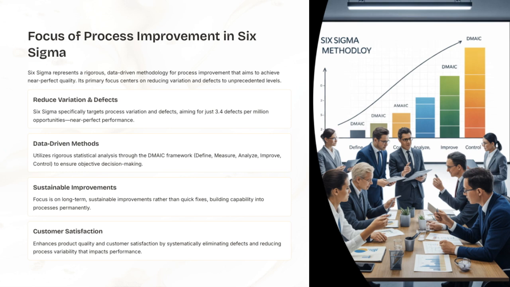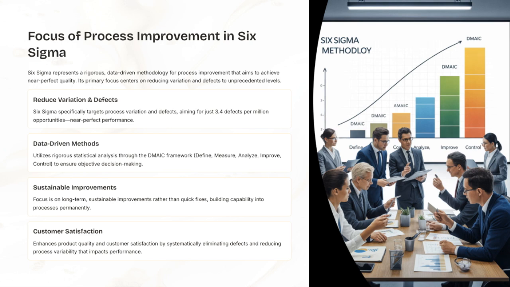When we focus on reducing variability, we're directly improving the quality of our products and services, which leads to happier customers and stronger loyalty. Customer satisfaction is at the heart of this effort. The focus is on long-term, sustainable improvements rather than quick fixes. It's about building capability into our processes so that improvements are permanent, not temporary Band-Aids. This approach ensures that we don't just solve problems temporarily, but create lasting value.